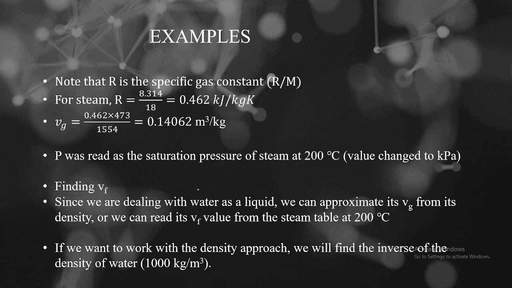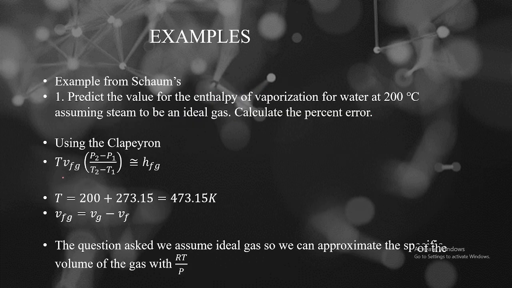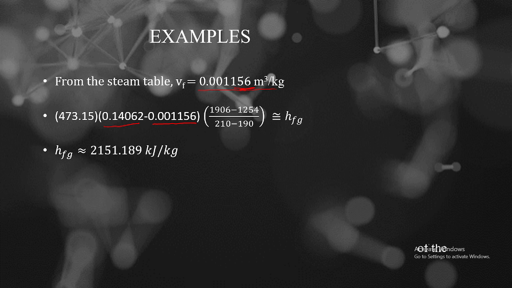So our equation was this. Yes, this was our equation, right? So we have our T, we have our VFG now, which is VG minus VF. So we found VG, we found VF. Now we use the central difference approximation to find P2 minus P1 over T2 minus T1. And I intentionally used the value at 200 degrees Celsius when I was talking about finite differences, the video on finite differences, so that we would see that we'll end up with the same expression.